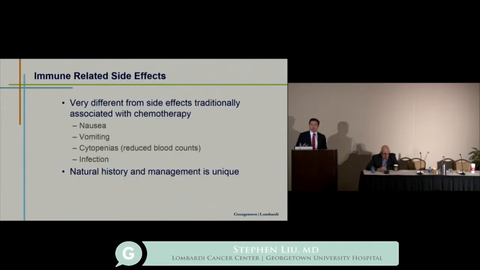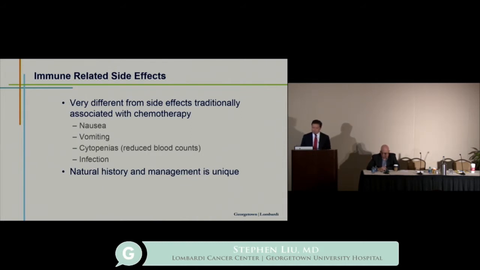So the side effects we encounter now with immunotherapy are very different from the side effects that are traditionally associated with chemotherapy and other traditional therapies. When we think of chemotherapy side effects, we think of nausea, vomiting, cytopenias or reduced blood counts, infection. Those are not typically things that we see with immunotherapy. And because we've become accustomed to dealing with nausea and cytopenias, we've developed very sophisticated ways to manage those side effects and to prevent them. But when it comes to immunotherapy side effects, we have a little bit less experience with that.